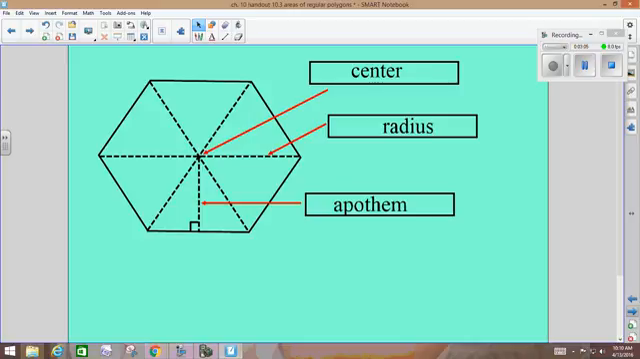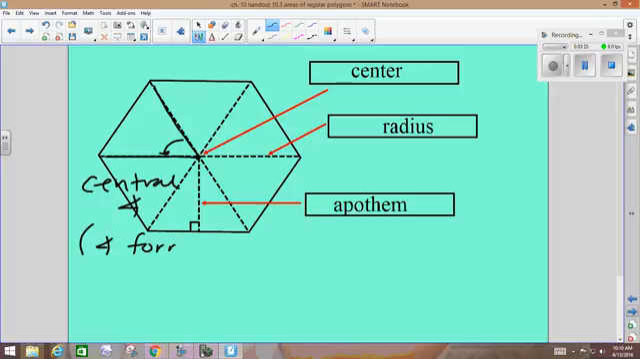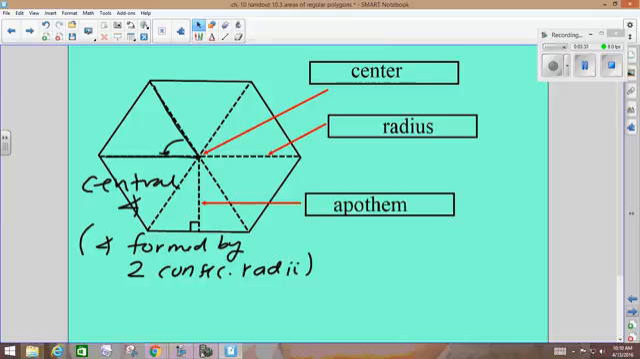Before I tell you your area formula, we have to know one other thing. Two radii, the angle between them, that's called a central angle. So label that on your picture: central angle. It's the angle formed by two consecutive radii. It has to be consecutive radii that make a central angle. The vertex of that angle is the center of the polygon.